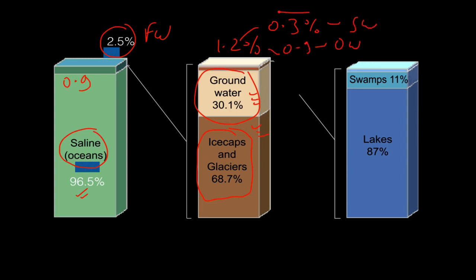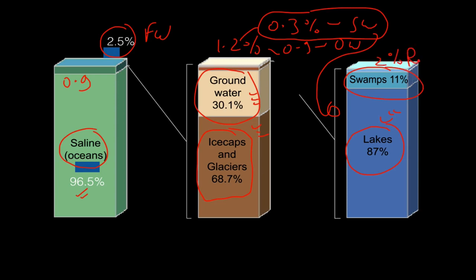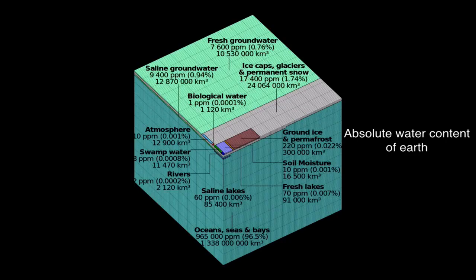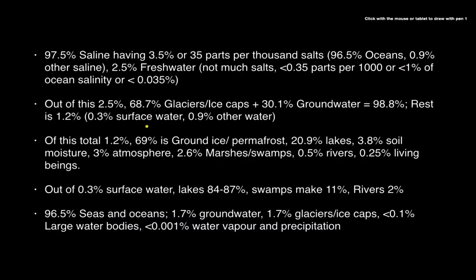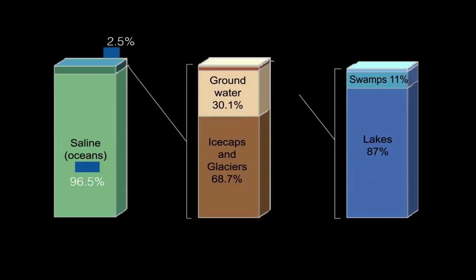Now out of the 0.3% of surface water, you have this, that is 87% in lakes, 11% in swamps, while 2% is in rivers. Is that understood? So this is how you divide the 0.3% of the surface water. Again, I have mentioned it here. If you want to see that 0.3% of the surface water, 87% is lakes, swamps make 11% and rivers 2%. So you can see here.